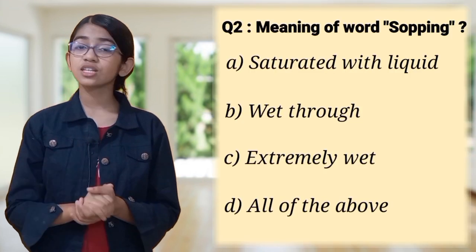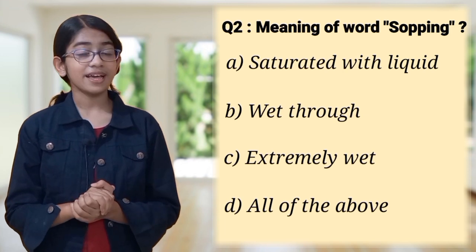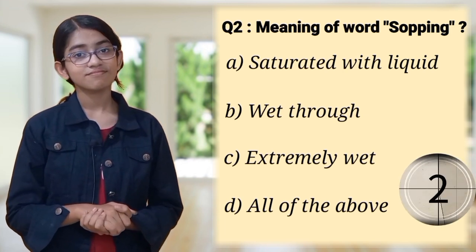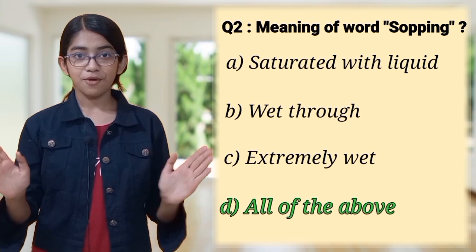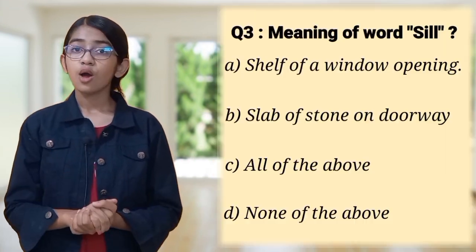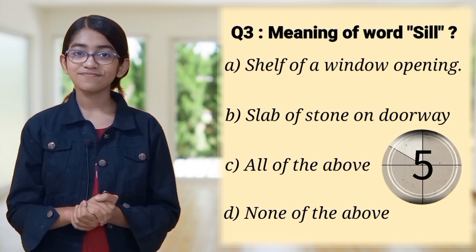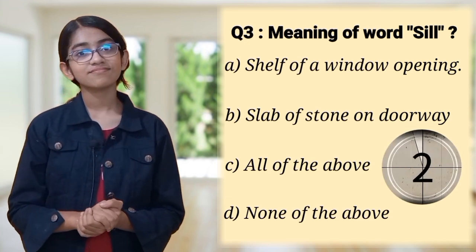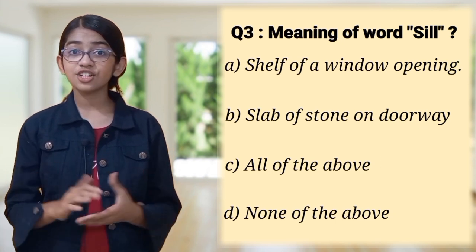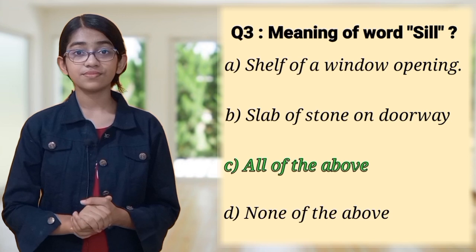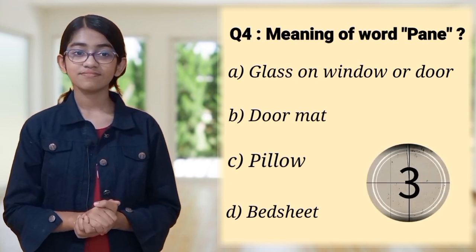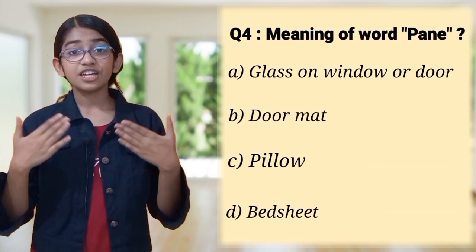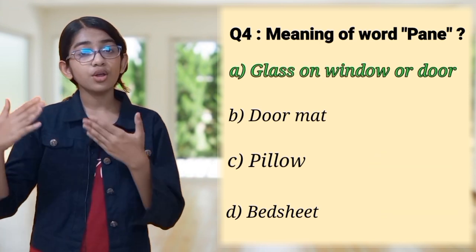The second question is, what is the meaning of the word sopping? The correct answer is D. All of the above. The third question is, what is the meaning of the word sill? The correct answer is C. All of the above. Now, the fourth and the last question is, what is the meaning of the word pane? The correct answer is A. Glass on a window or a door.